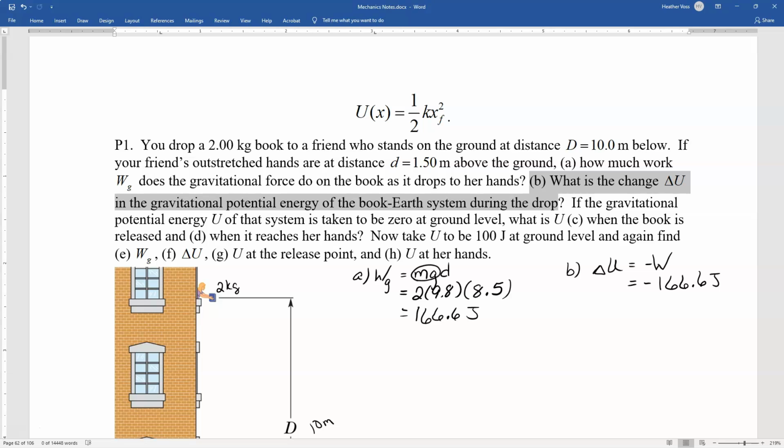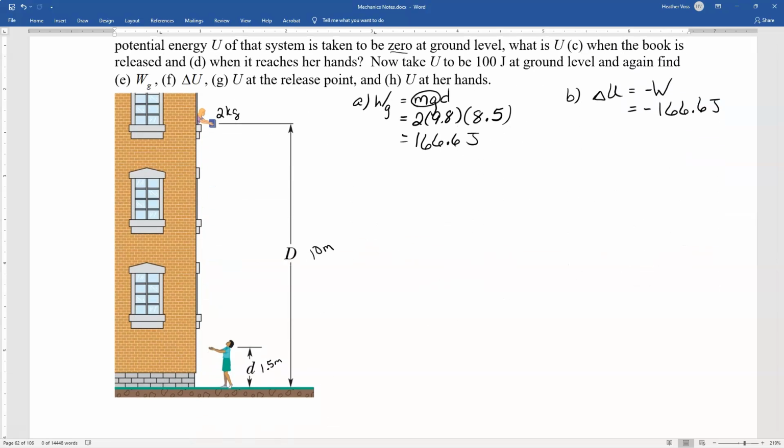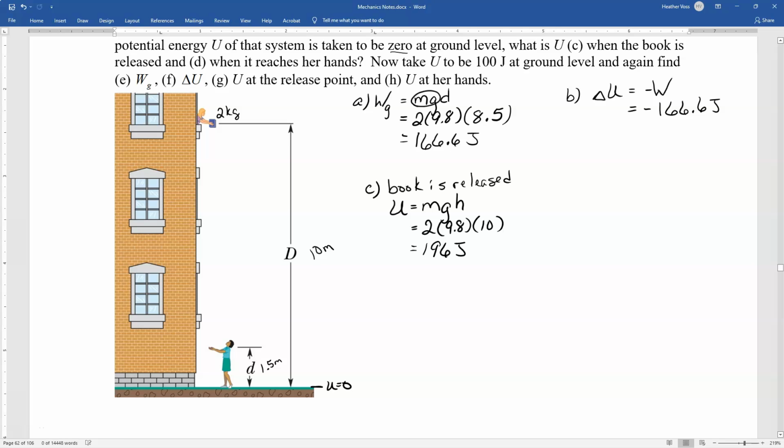So if the gravitational potential energy of the system can be taken to be 0 at the ground level, our potential here is 0. Remember, there are times in our potential world we can declare. So here we're saying U is 0. So we want to know, what is U when the book is released? Okay, so if the book is released, then the potential energy is going to be mgh. So that is going to be the mass of the book times 9.8 times 10. So that's going to be 196 joules at the top.